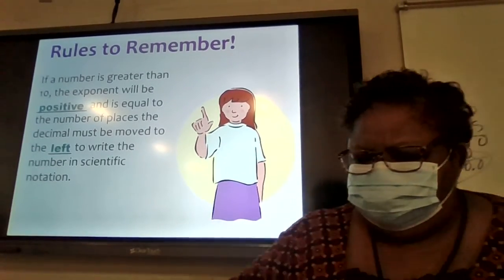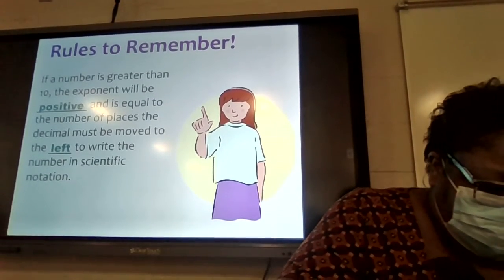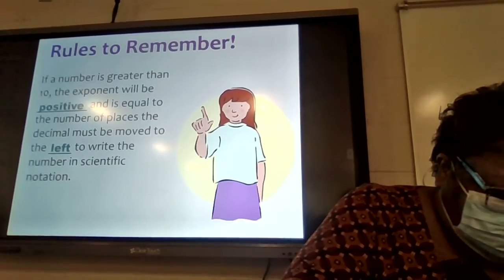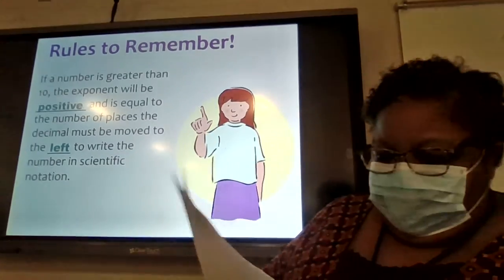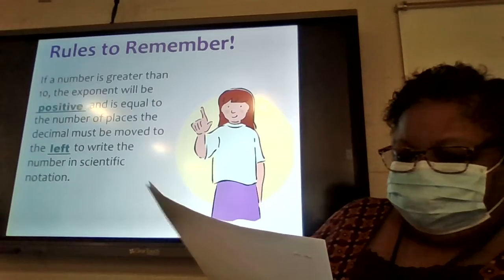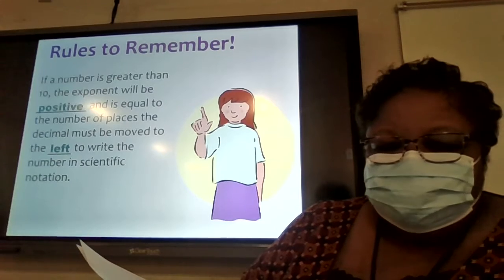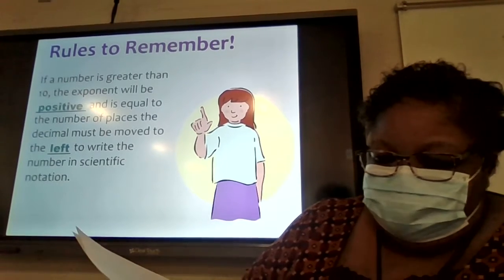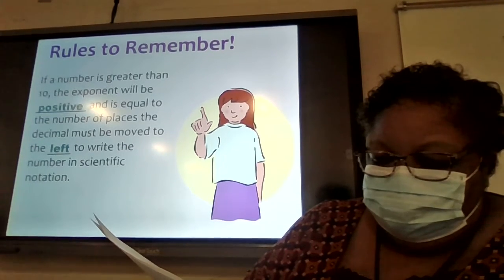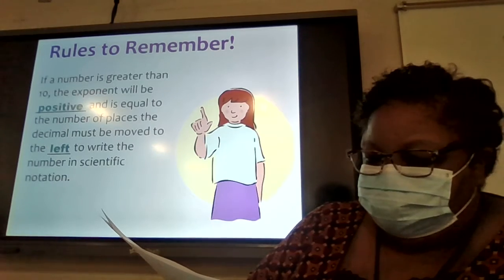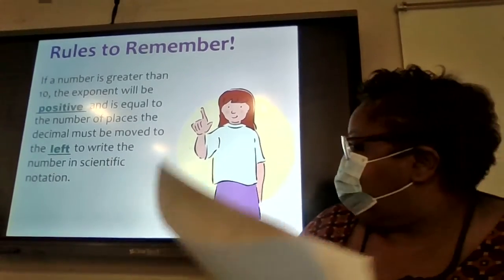No, that's right. It's 10. Never mind. Correction, it is 10. I'm sorry. Because 10 is 1 times 10 to the first. So if a number is greater than 10, I'm sorry, that was my mistake, y'all. If a number is greater than 10, the exponent will be positive and is equal to the number of places the decimal must be moved to the left to write the number in scientific notation. I was thinking about the next one.